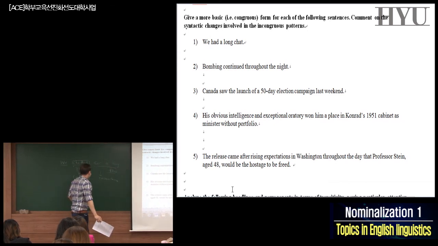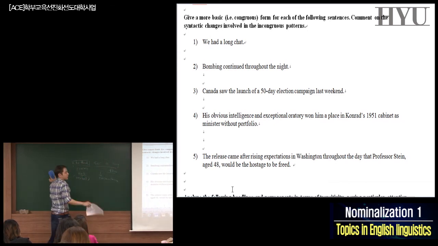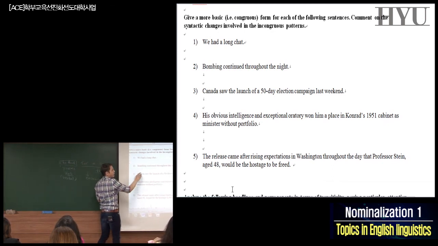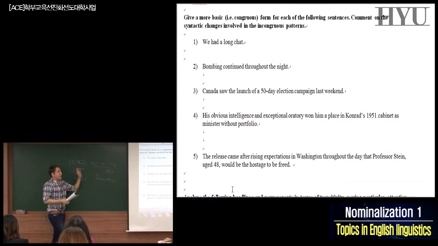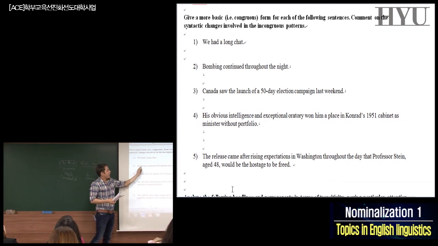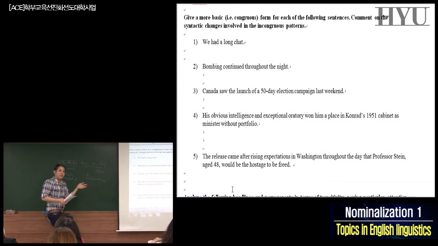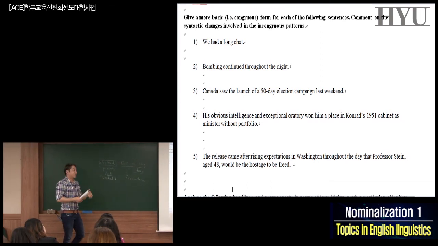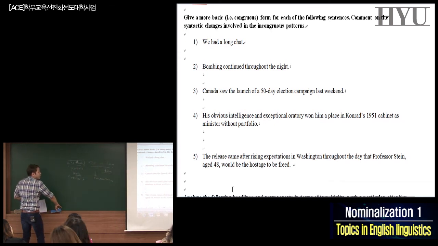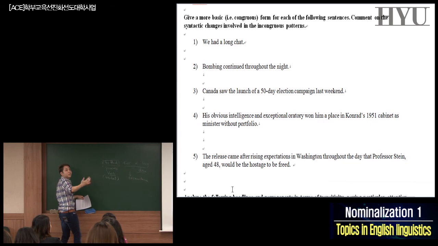In number 2, I'll show you just the first and the second, and I'll have you do 3, 4, and 5. Bombing continued throughout the night. You have bombing here, and bombing here is a nominal, is a noun. But as you can see, bombing by itself cannot continue, right? Somebody must be doing the bombing. So this is not the basic pattern. The basic pattern might be someone did something.